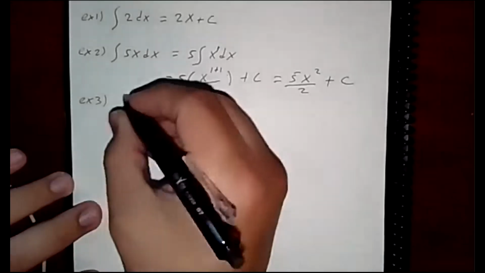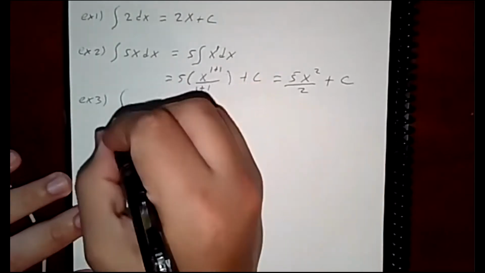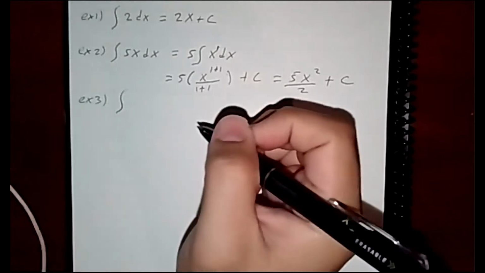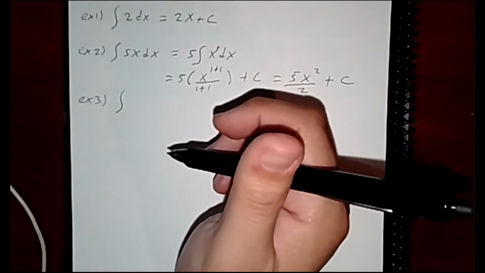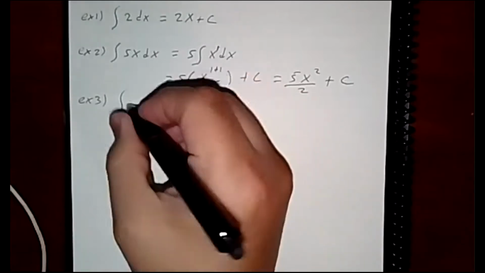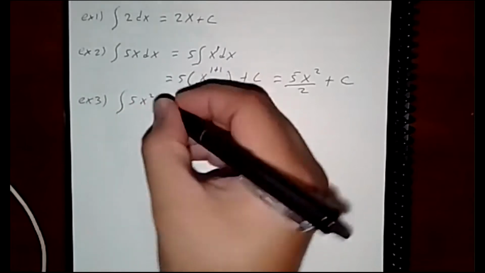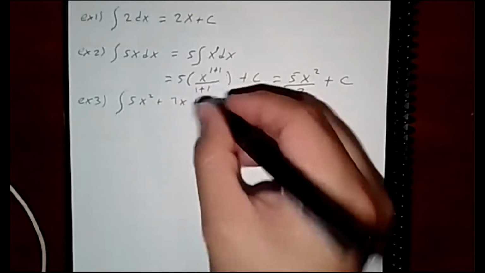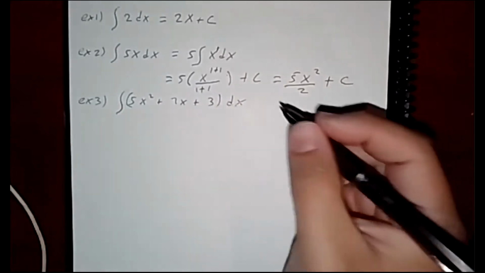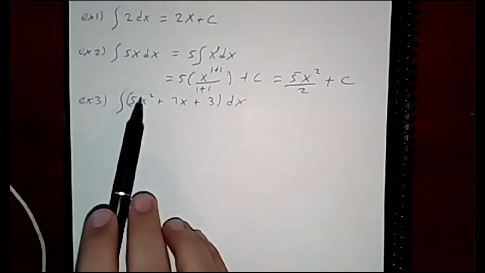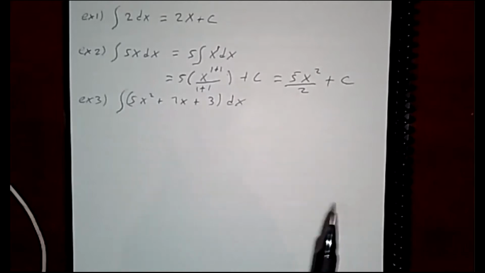So another thing I need you to realize is that the integral symbol is an operation. It's also called an operator. It is considered to be, I believe the word is, linear. So let me show you what I mean. Let's say you had, I don't know, 5x squared plus 7x plus 3 dx. You would just integrate, or find the antiderivative, of each single piece separately, and then just write it together.